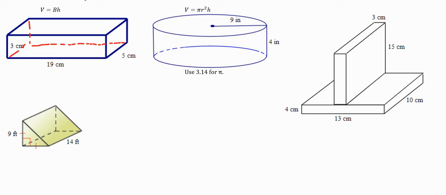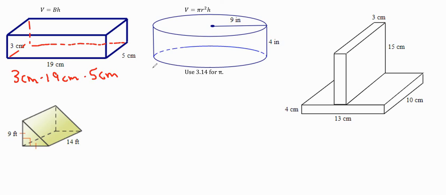So we're going to find the volume of these prisms. Volume of a box, you can do exactly what you think it would be, which is just 3 times 19 times 5. And in fact, I'm going to write that out. 3 centimeters times 19 centimeters times 5 centimeters.